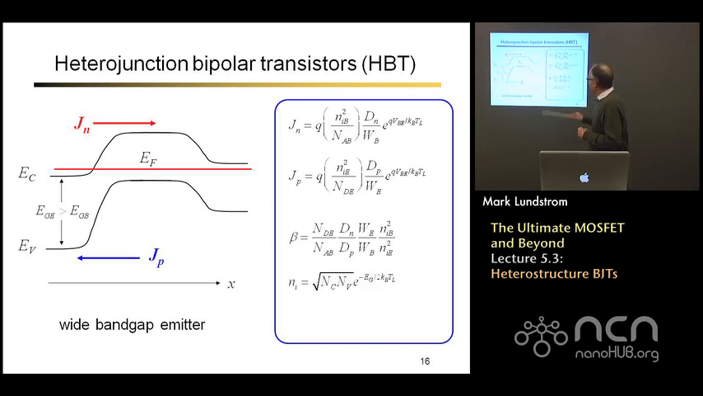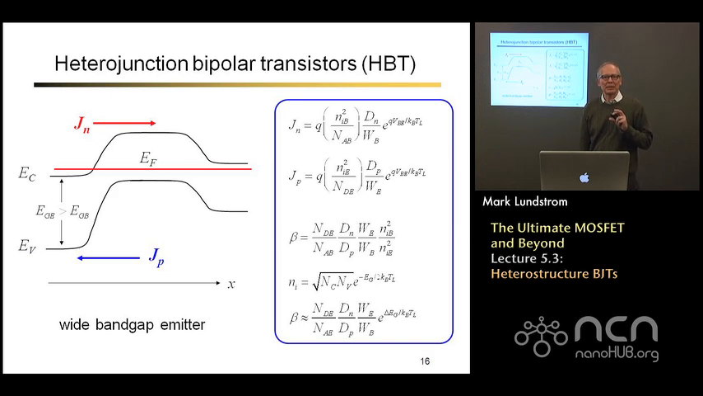But Ni goes as e to the minus band gap over 2kT. So what if we were to make the emitter out of a material that has a wider band gap than the base? Then Ni squared in the emitter would be exponentially smaller than Ni squared in the base, and this factor at the end could become very large. In fact, if we do a little bit of algebra here, you'll see that the gain would increase as e to the change in band gap divided by kT. So we could get enormously high gains.